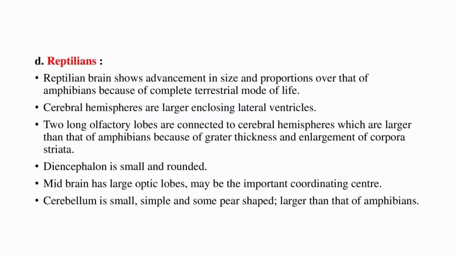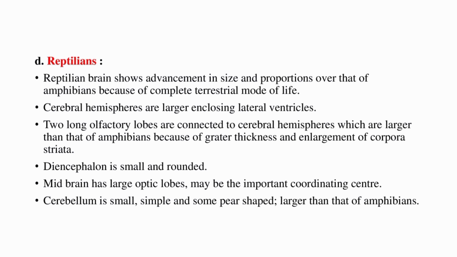Reptilians. Reptilian brain shows advancement in size and proportions over that of amphibians because of complete terrestrial mode of life. Cerebral hemispheres are larger, enclosing lateral ventricles. Two long olfactory lobes are connected to cerebral hemispheres, which are larger than that of amphibians because of greater thickness and the enlargement of corpora striata.